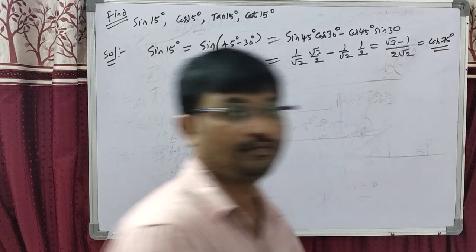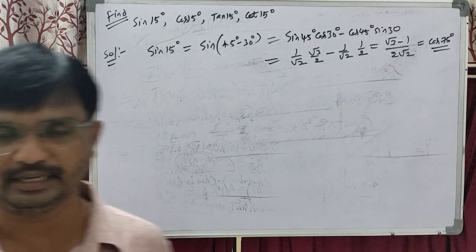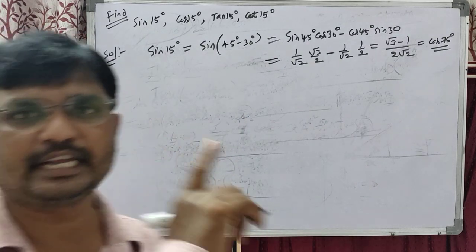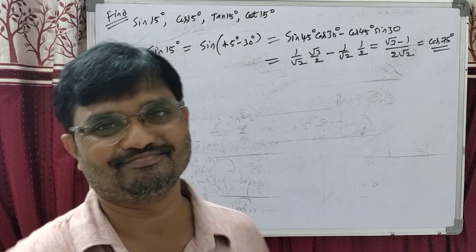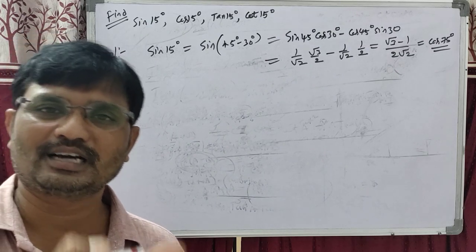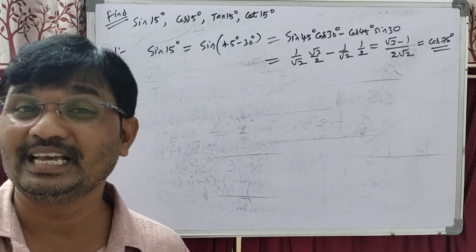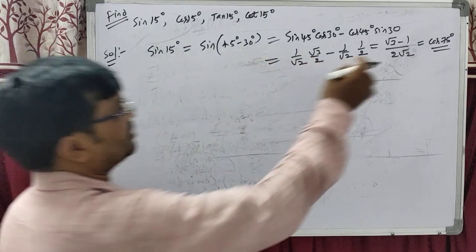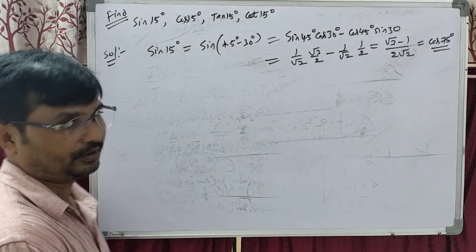My dear students, if any angle is subtracted from 90, the sin will become cos. Therefore, sin 30 equals cos 60, and also cos 30 is sin 60. Therefore, dear students, root 3 minus 1 by 2 root 2 is also cos 75.